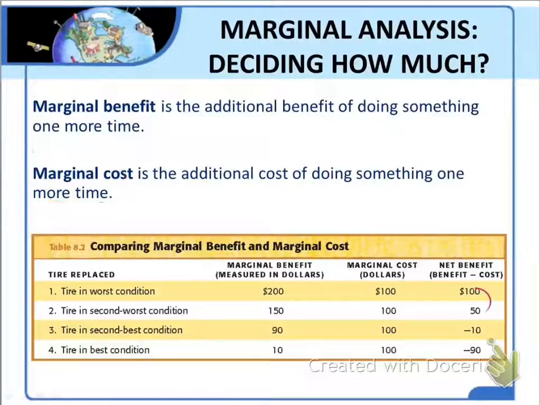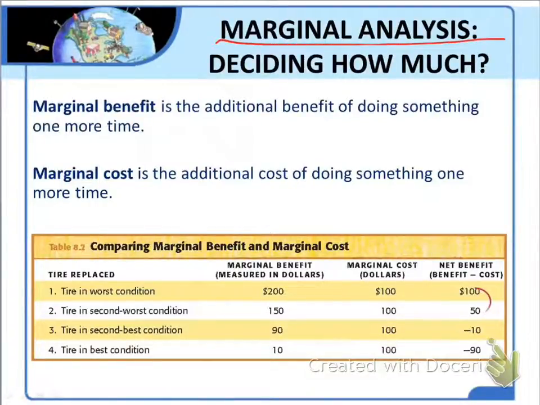If the marginal benefit is greater than the marginal cost, the next step should be taken. If the marginal benefit is less than the marginal cost, then the next step should not be taken. Now let's consider an example of how this is done. When we decide how much or how many by comparing the marginal benefit and the marginal cost at each step, we are conducting marginal analysis.